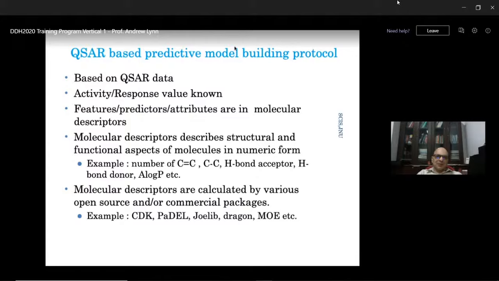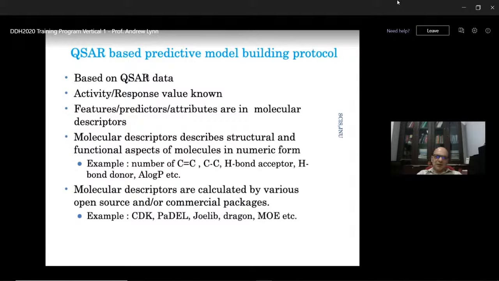So this predictive modeling protocol will be based on the data. Your activity for your training data, what is also called the response value, is known. So the molecule must either be active or inactive. Now the features or the predictors or attributes are the molecular descriptors. These describe structural and functional aspects of the molecule in numerical form. And the molecular descriptors are calculated by various open source or commercial packages. Now, why am I mentioning this? I'm mentioning this because I'm taking a standard machine learning classifier and applying it to chemicals. When I'm applying it to chemicals, it becomes a QSAR-based problem.